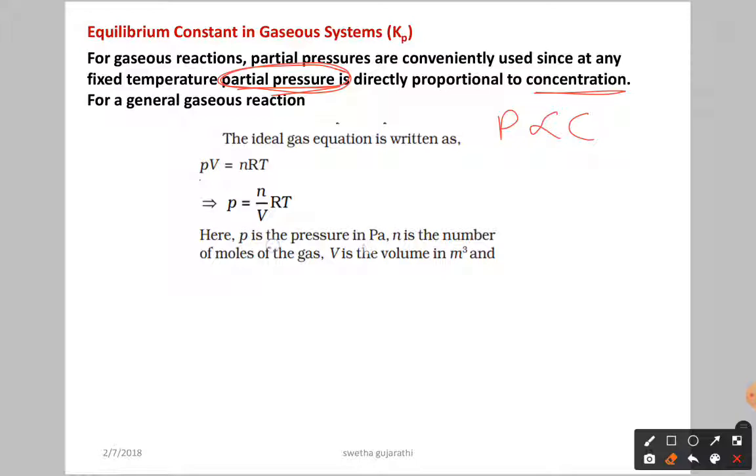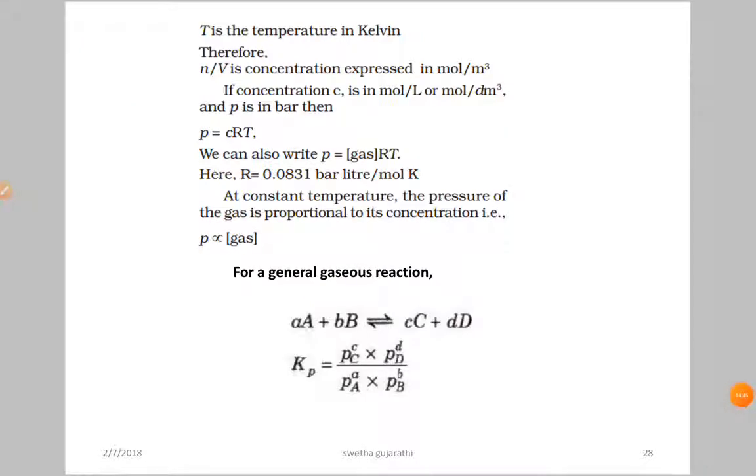Here P is the pressure in Pascal, n is the number of moles of the gas, and V is the volume in meter cube. T is the temperature, taken in Kelvin. And as you know very well, n by V is the concentration in moles per meter cube. Nothing but the formula of molarity: molarity equals n by V.